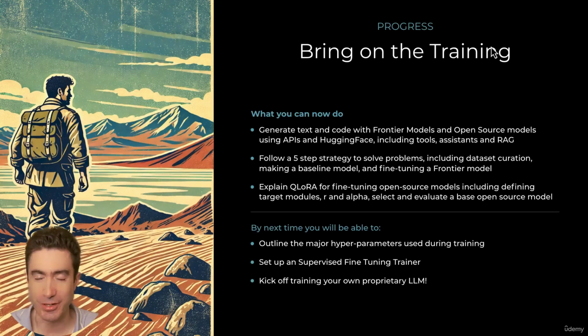So we've got some hyperparameters to talk about, and then we're going to set up a supervised fine-tuning trainer, an SFTTrainer, which is the sort of core object behind running this training, looking at part of the TRL library from Hugging Face. And then we will kick off our own proprietary LLM training process. It's going to be great.